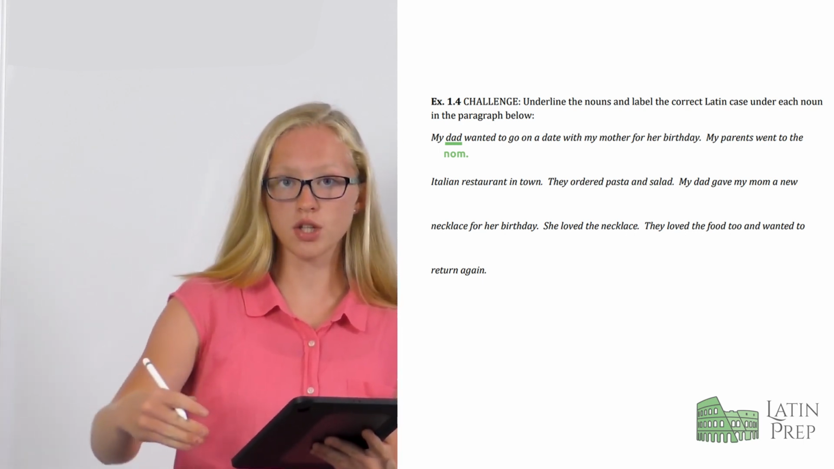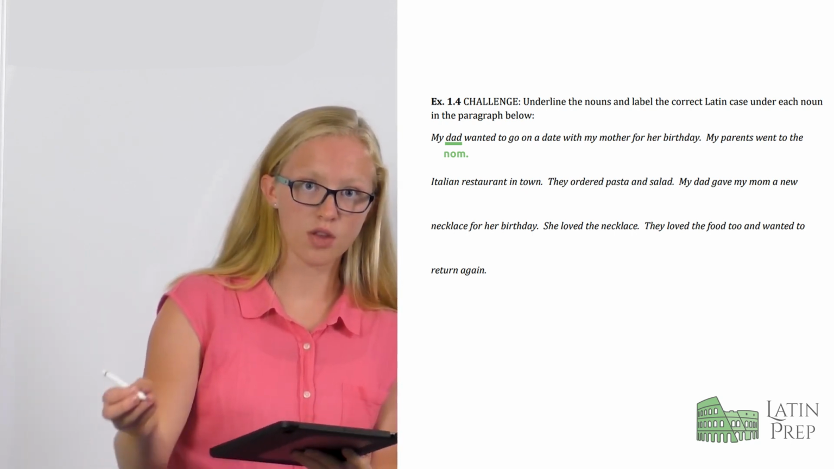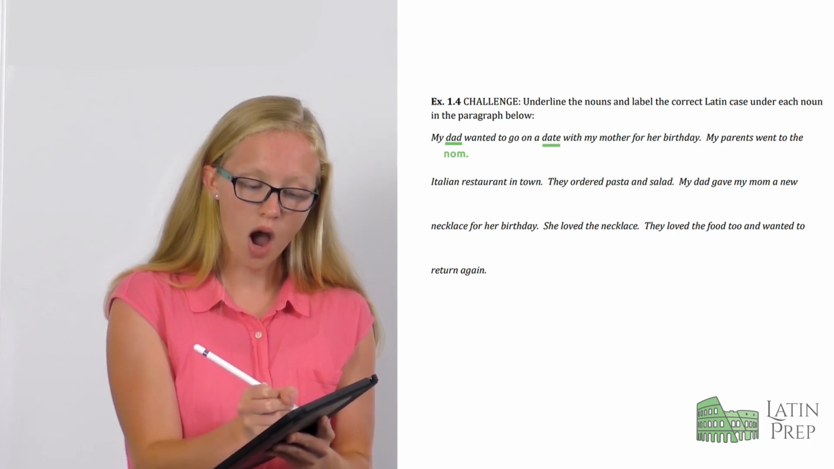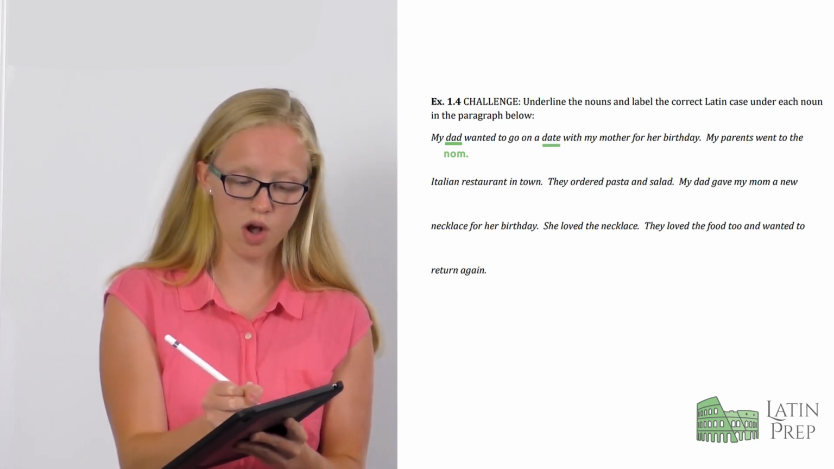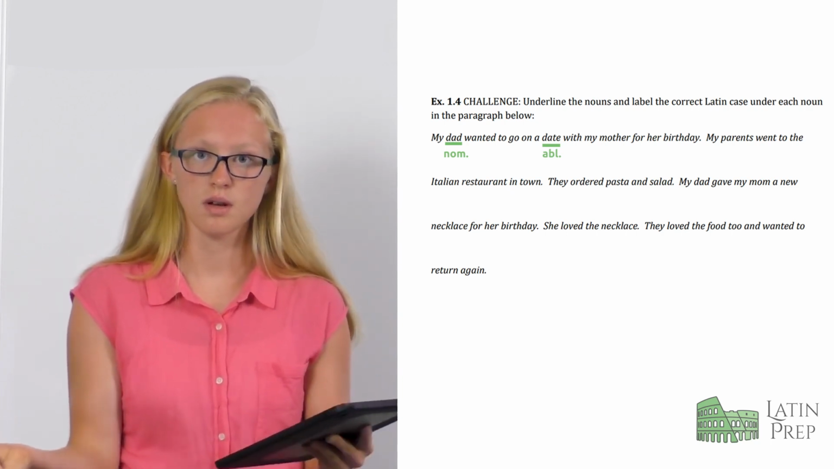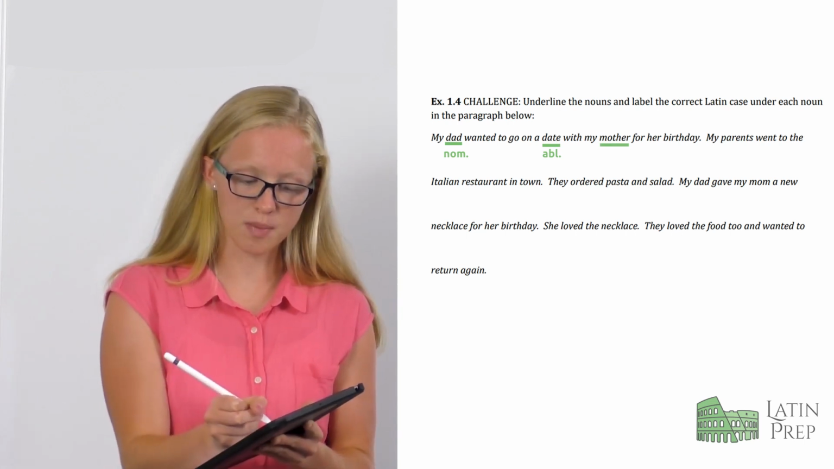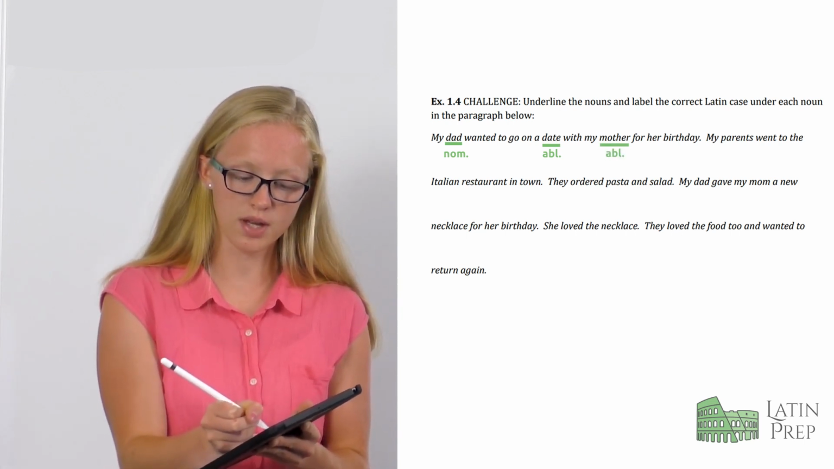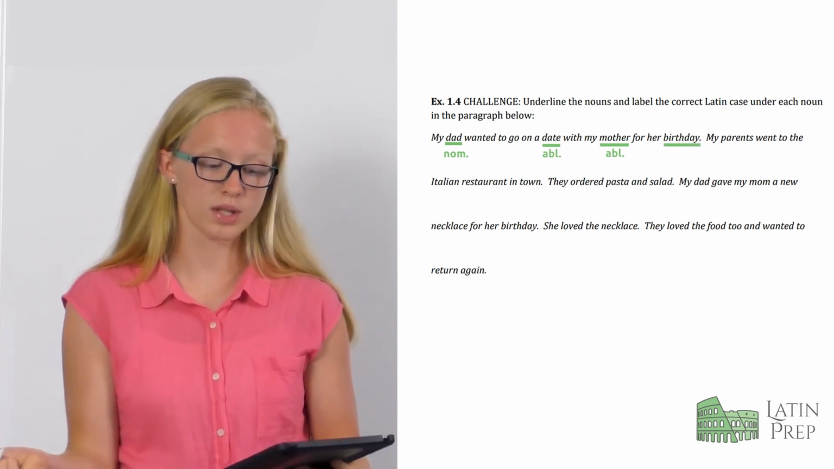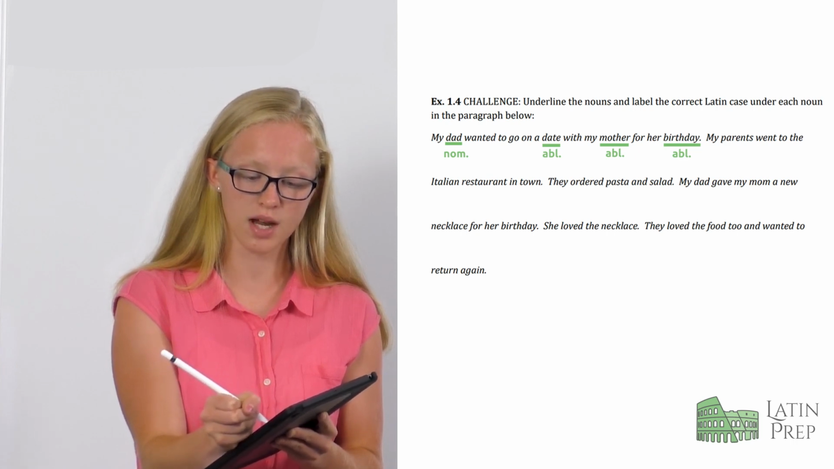My dad wanted to go, those are our verbs, on a date. Now the word on is the preposition, so date is going to be object of the preposition, which we'd call ablative. With my mother, so now we have another preposition, with. Mother is another object of a preposition, it's ablative again. And for her birthday. That's ablative once again because we have another preposition, and the birthday follows after that.